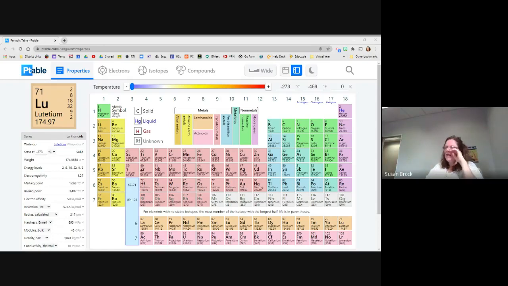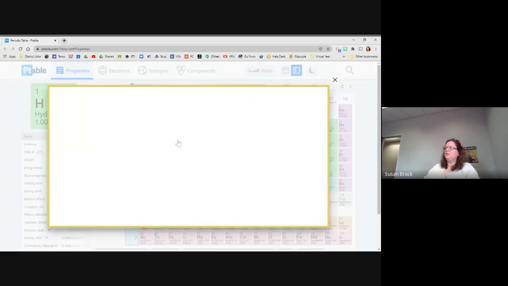All right, so you have to know 4 groups, and they're the important groups. And the first group is the alkali metals. That's what this group is right here.